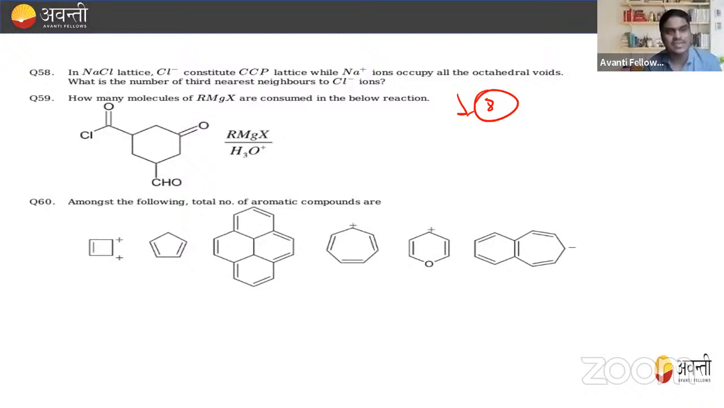Now, how can we say how many molecules of RMgX are consumed in the below reaction? The reaction is given below. So you have to identify how many molecules of RMgX are consumed. Let me write the reaction first. 2 moles of RMgX are consumed by the acid chloride group and undergo addition-elimination first and then addition. The other aldehyde and ketone groups consume one mole of RMgX each, so the total is 4. So how many moles of RMgX, beta? 4 moles are required.